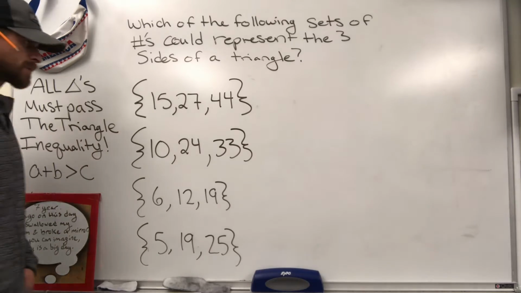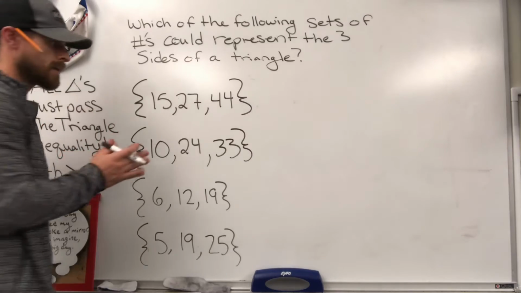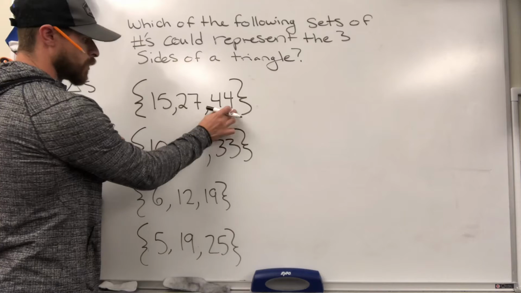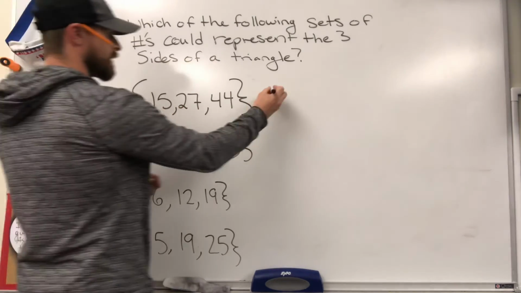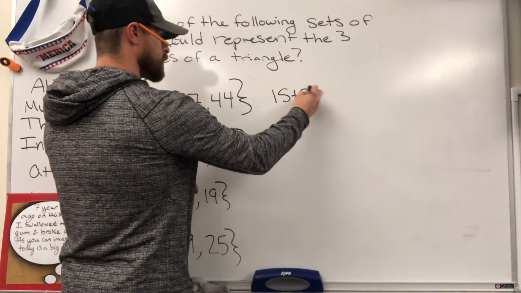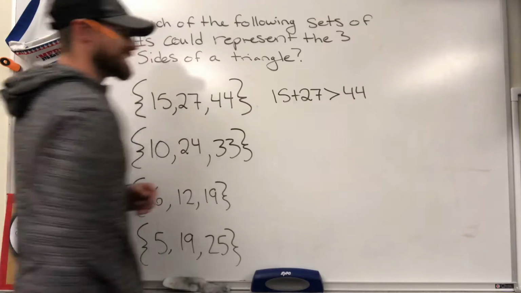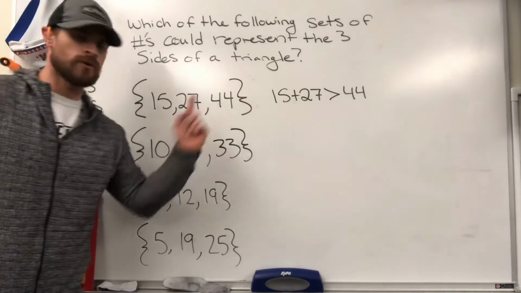Now, how do you know which one's the C? Just like in the Pythagorean theorem, our longest side is the C value. So 15, 27, 44. 44 is the biggest value, therefore it is the C. So all we're going to do is we're going to say 15 plus 27 and hope that that's greater than 44. And if it is not greater than 44, we can't create a triangle with those measurements.